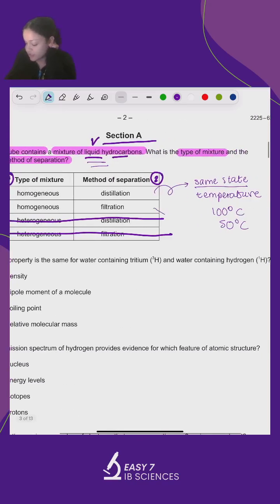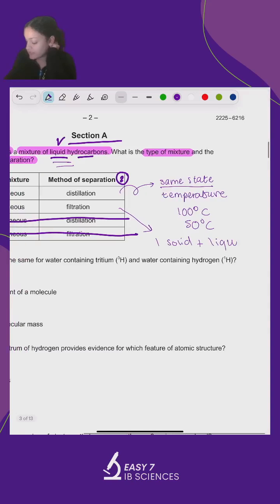Now, filtration is if you have one solid or you have a solid and liquid mixture. Things that would be separated by filtration would be something like a mixture of sand and water, because you can use a filter, kind of like a filter paper, and that will drip the water through and keep the sand within that. So that separates the sand and the water, a liquid and a solid.